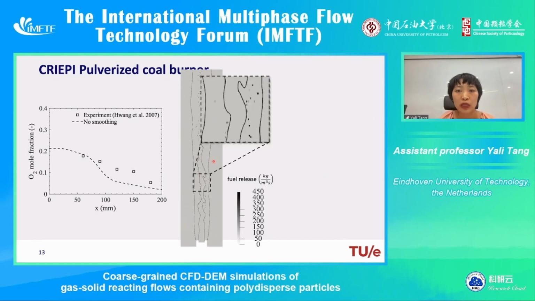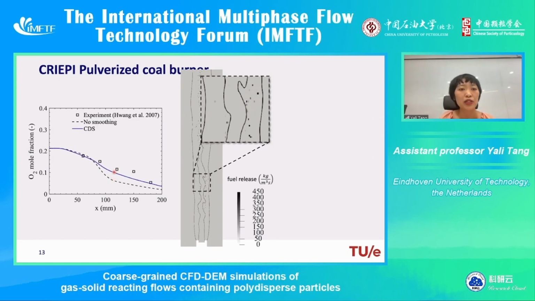And if we zoom in, then you can see this pointy pattern, which indicates concentrated fuel release. Meaning that for this particle at this grid cell, all the fuel released by this particle is only concentrated at this cell. And due to this high concentration of fuel, it also consumes more oxygen. That's why we have a lower oxygen fraction than the experimental data.